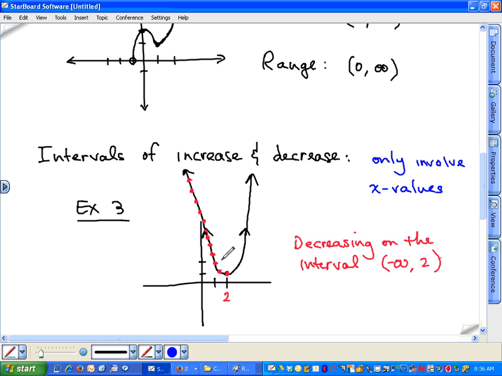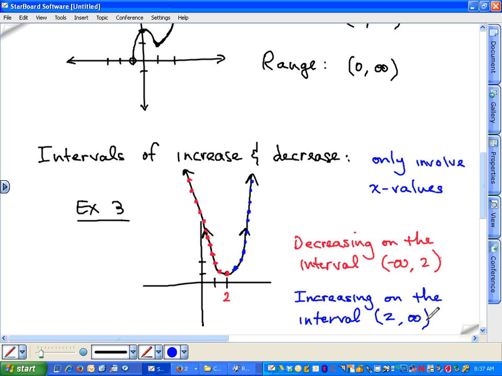Now, these points I'm labeling in blue. What's happening to the y values of each of these points? So that's an interval of increase on a graph. We have to describe the x values on which that occurs. So it's increasing on the interval. Where does it start to increase? Where x equals 2, not including 2, but just an open interval at 2. And it continues to increase to infinity. So these are the intervals of decrease and increase on this particular function.